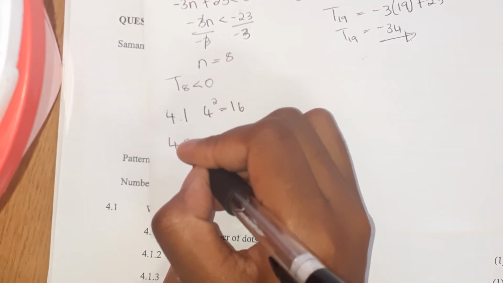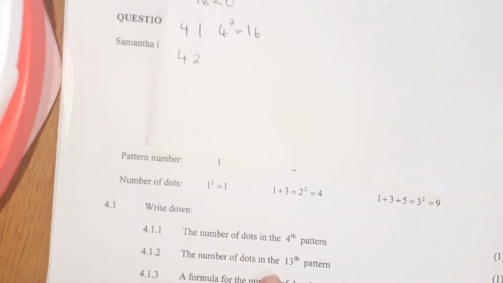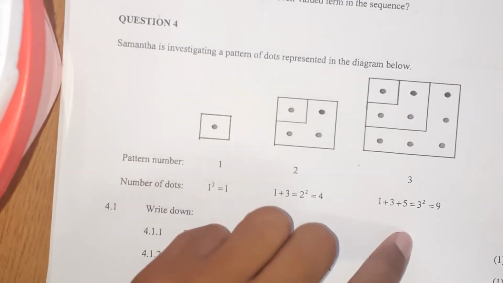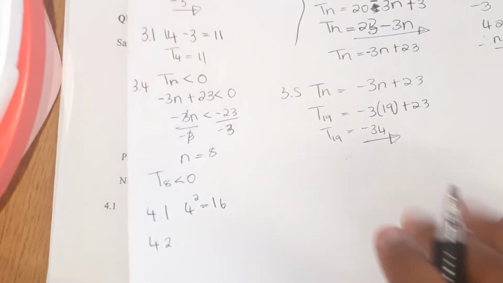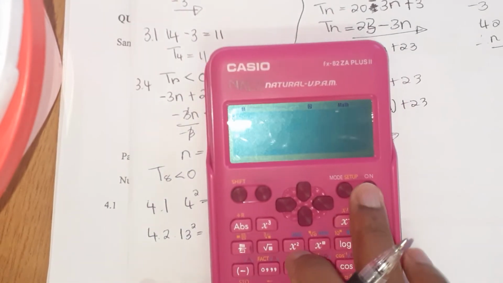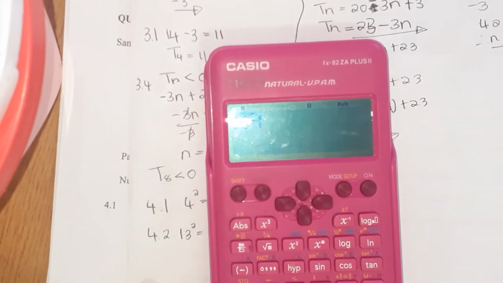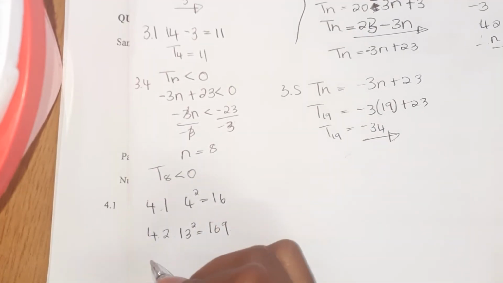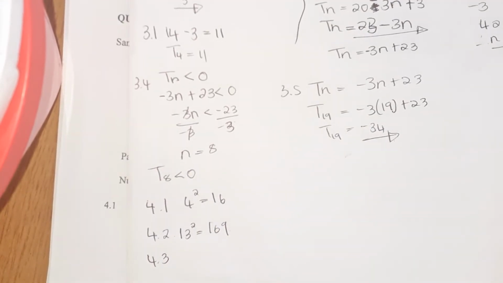Now 4.2, the number of dots in the 13th pattern. You see, this is number 1, number 2, number 3, and this one is number 4 that we just did. So we will just say 13 squared. That will give us the number of dots there: 169. So that is 4.2.